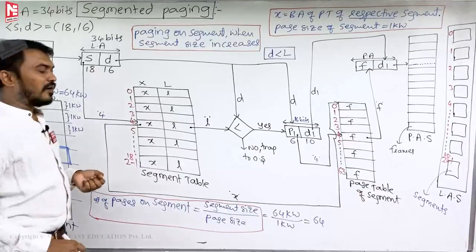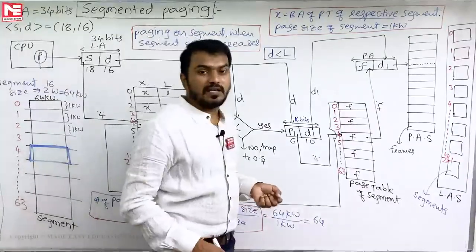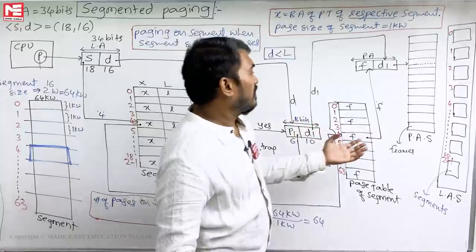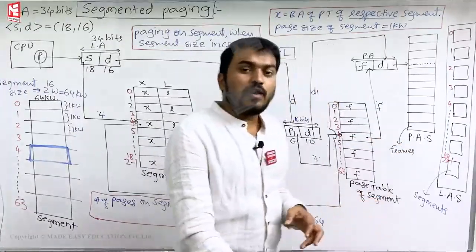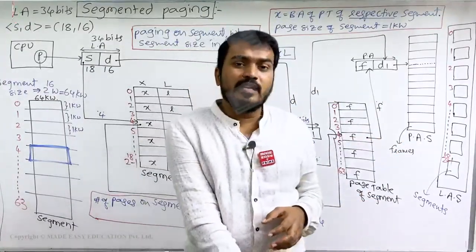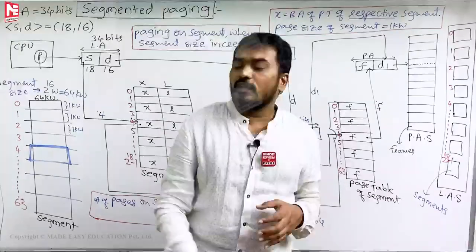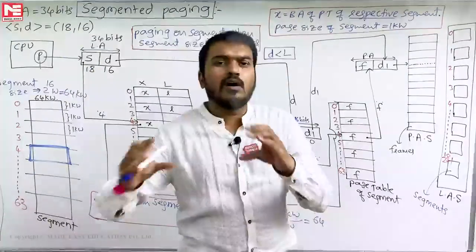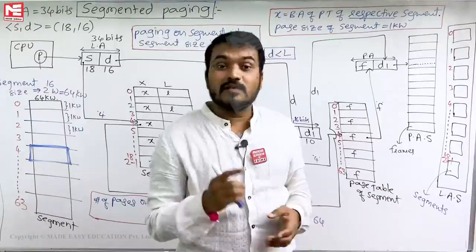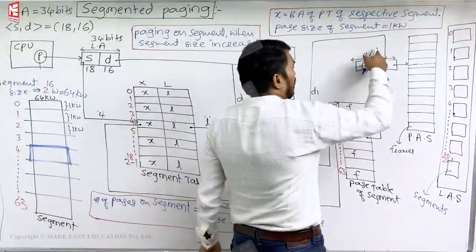Is that clear? Now, an important point here. In the main memory PAS, tell me, what are you bringing into the main memory? Are you bringing the entire segment or a page of segment? A page of segment. Look here in the physical address, what do you have?